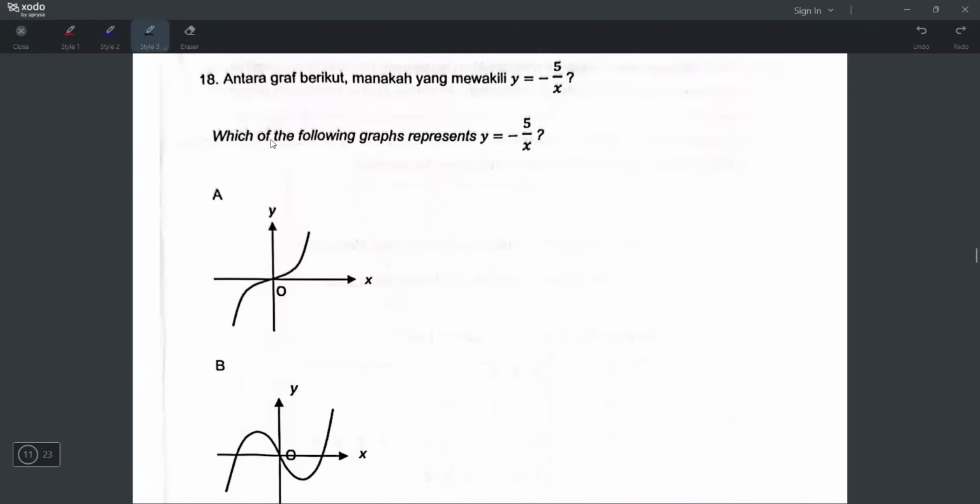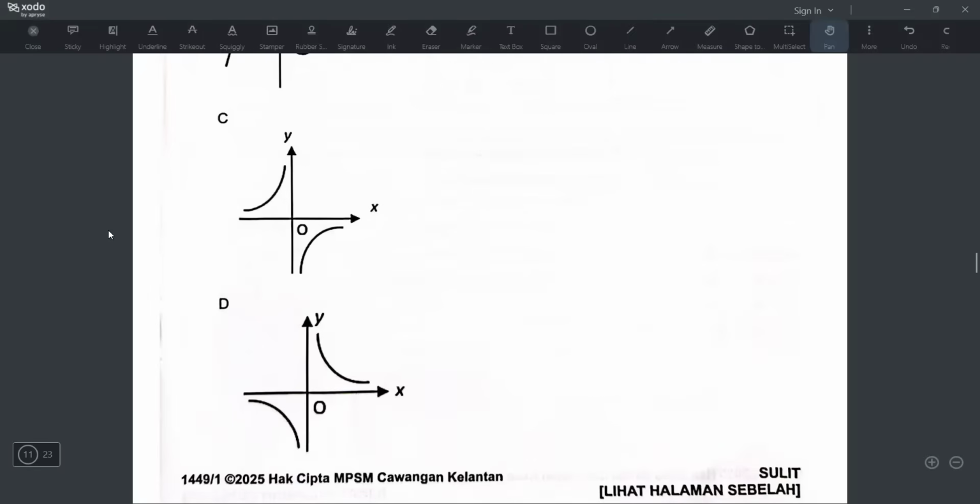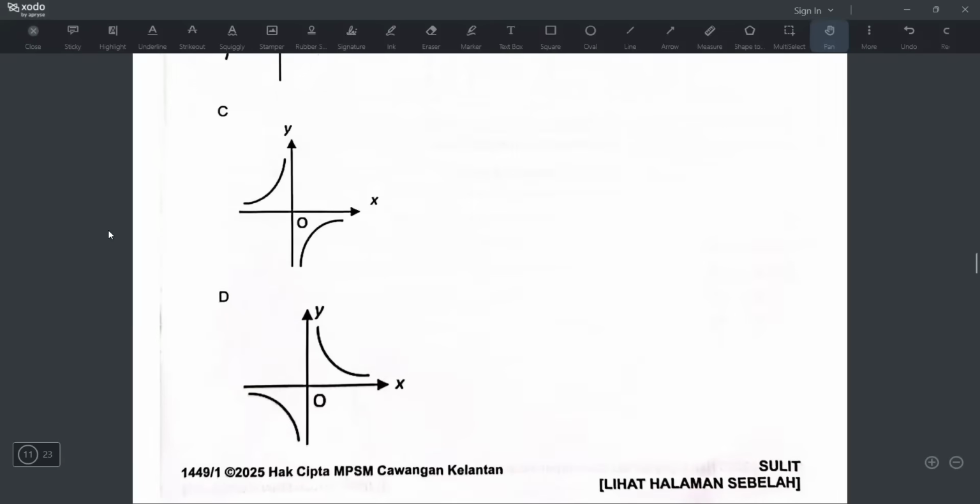Okay, number 18. Which of the following graphs represents y equals negative 5 over x? So A, B, C, D. I'll straight away tell you the answer. I'll tell you the answer first, then only I'll give you my notes.